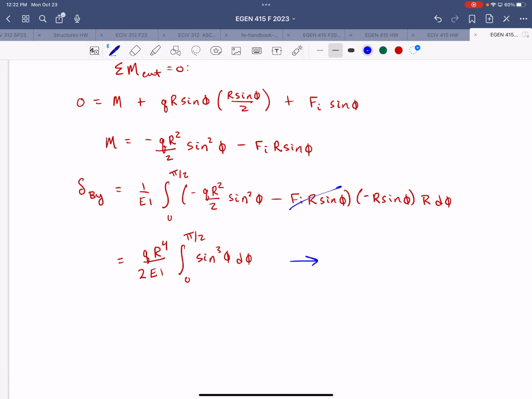All right, so here's another trig identity for you. The integral of sine cubed phi is negative 1/3 cosine phi times the quantity 2 plus sine squared phi.